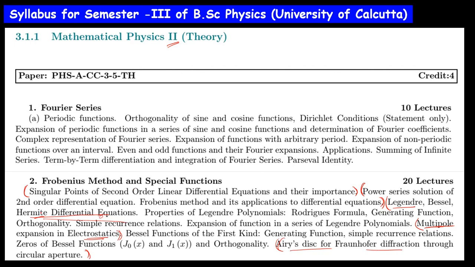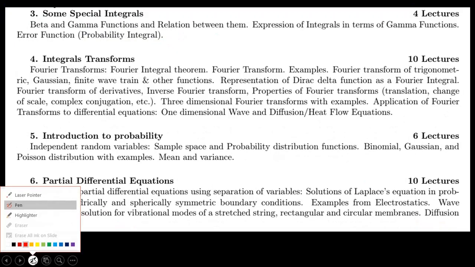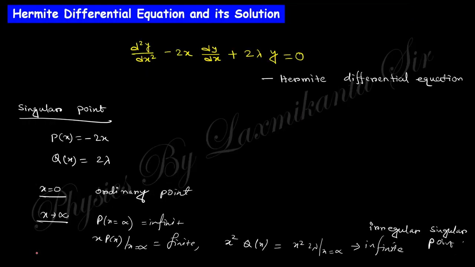So let's start with the Hermite differential equation. This is all the syllabus. You can see this is the Hermite differential equation, that is d2y/dx² minus 2x dy/dx plus 2λy equals 0. Here λ can be any constant. You can take n, no problem.